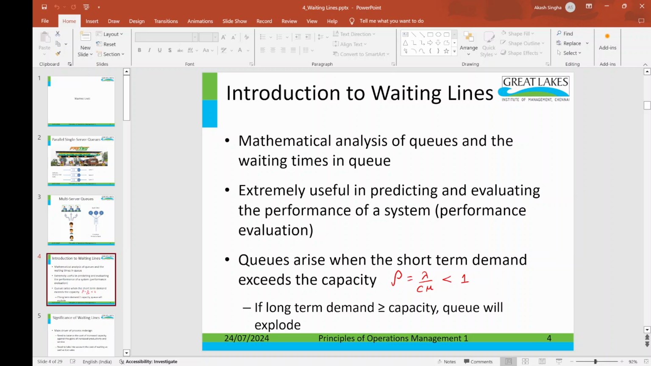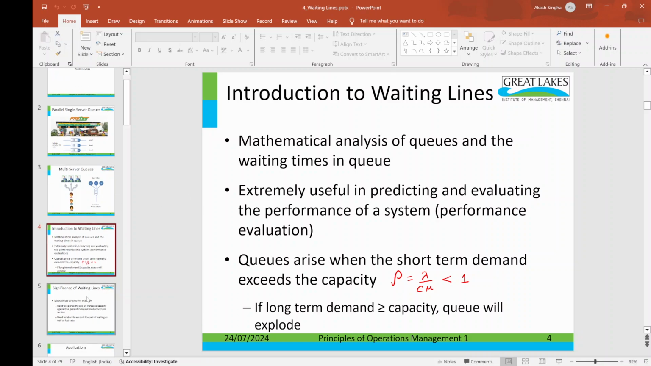A queue arises when the short-term demand exceeds the capacity. Lambda is the arrival rate, and mu is the service rate. So if lambda is greater than mu, then lambda by mu will be greater than 1, which would result in a queue because it cannot be greater than 1. That is our capacity, right? If it is short term, then it will be a queue, and if it is long term, then the queue will explode to infinity.